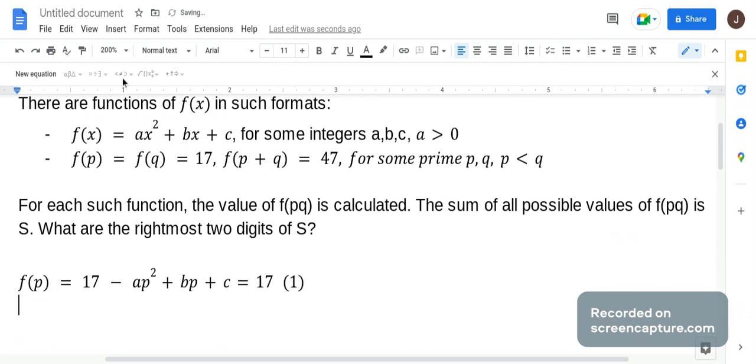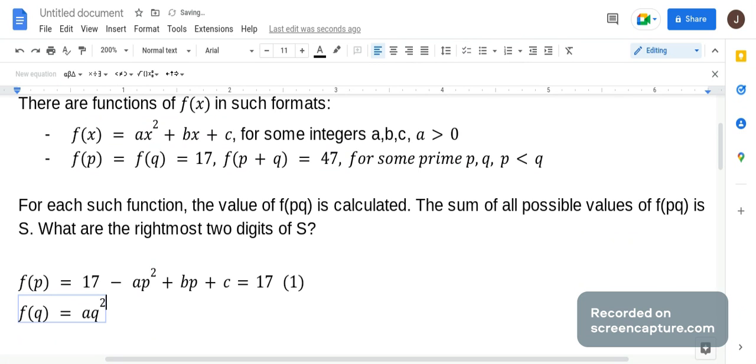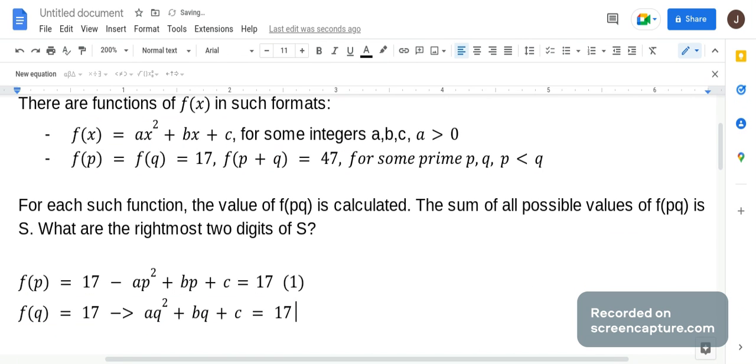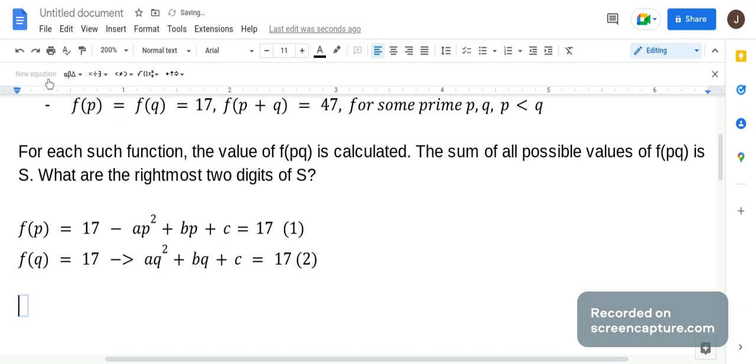What we are going to do next is use the same way to define f(q), where f(q) is equal to aq squared plus bq plus c, which is also equivalent to 17. So we call this equation 2. What we then need to do is subtract equation 2 from equation 1 to obtain a new equation, equation 3.